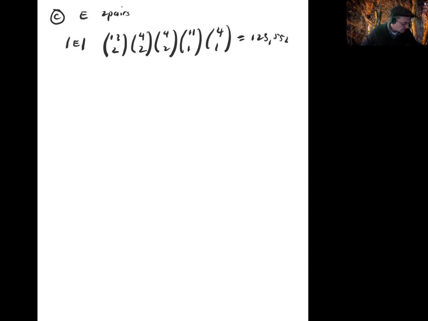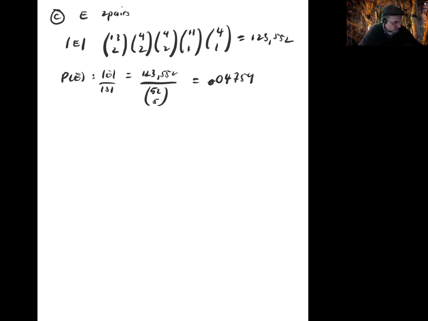It's 123,552. So the probability of E is the size of E over the size of S. And you can compute it. It's going to be 123,552 over 52 choose 5, and that's going to be about 0.04754. So that's only about 5% of the time. About 5% of the time, you'll be dealt 2 pairs. That's not very common.